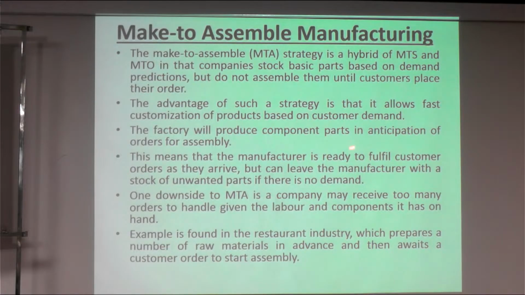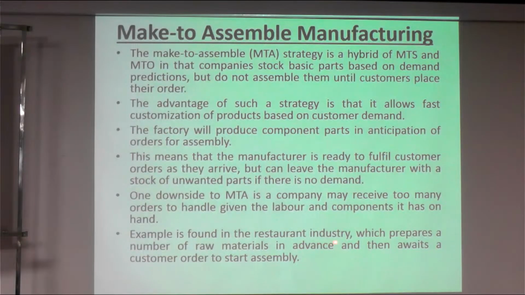The factory will produce component parts in anticipation of orders for assembly. This means that the manufacturer is ready to fulfill customer orders as they arrive, but can be left with a stock of unwanted parts if there is no demand. One downside of make to assemble, MTA, is a company may receive too many orders to handle given the labor and components it has on hand.